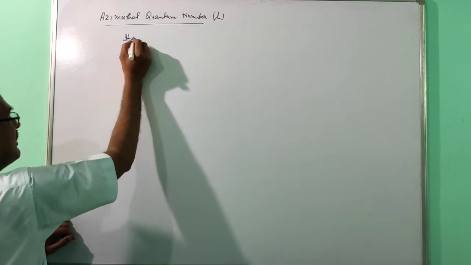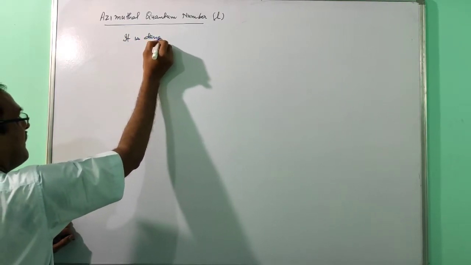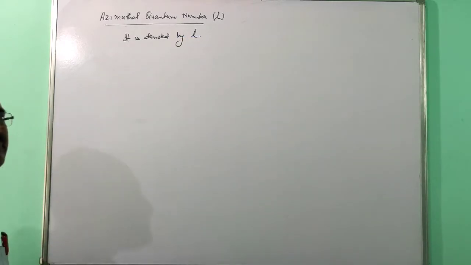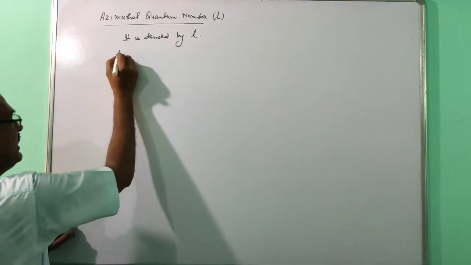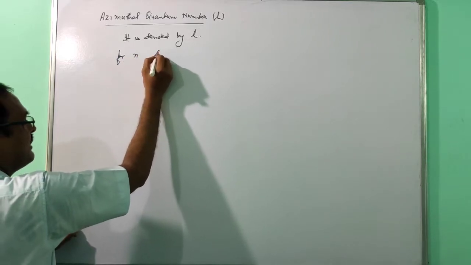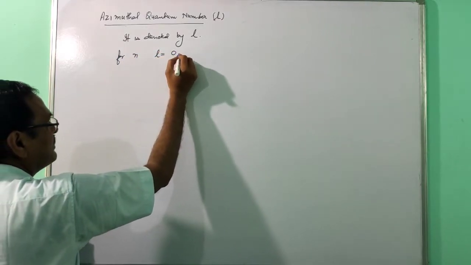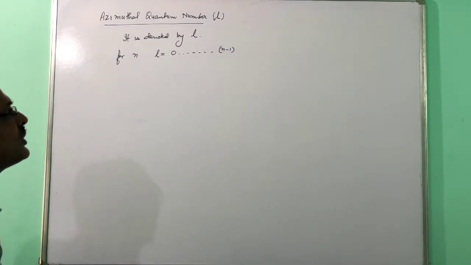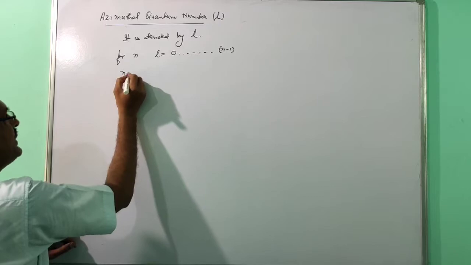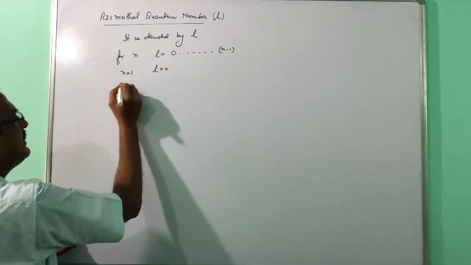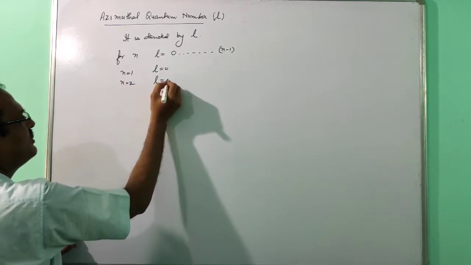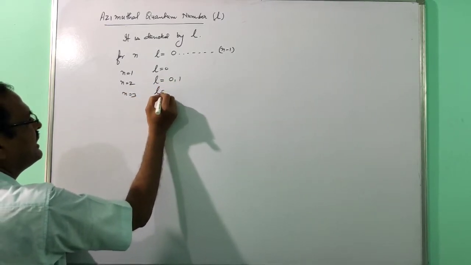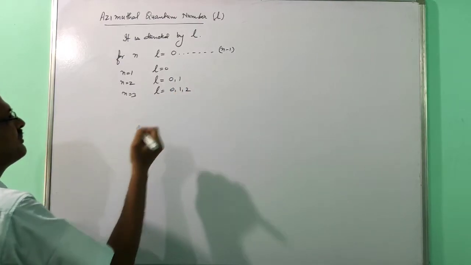It is denoted by l. l is equal to 0 to n minus 1. For example, if n is equal to 1, l will be 0. If n is equal to 2, l is equal to 0, 1. If n is equal to 3, l is equal to 0, 1, 2.